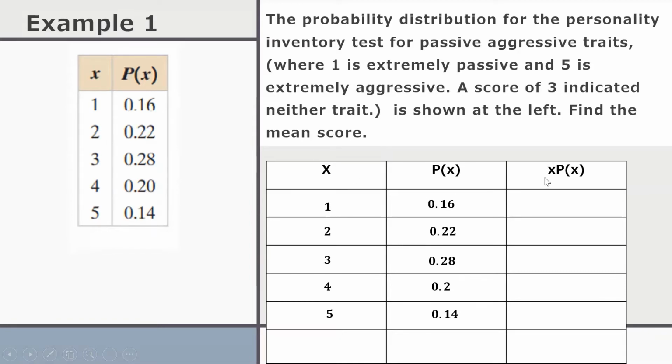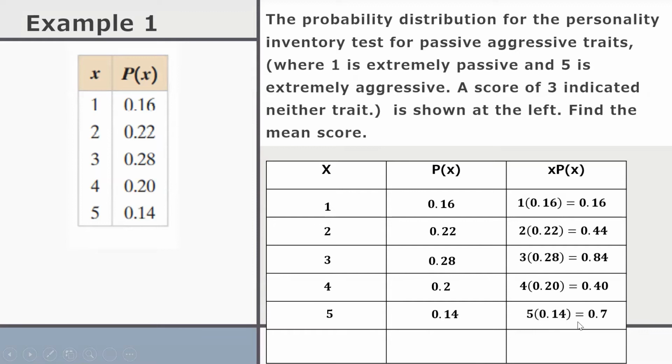The formula says that we're going to multiply x and its corresponding probability. So 1 times 0.16 is equal to 0.16, 2 times 0.22 is 0.44, 3 times 0.28 is 0.84, 4 times 0.2 is 0.40, and 5 times 0.14 is 0.7. Add these: 0.16, 0.44, 0.84, 0.40, 0.7 is equal to 2.94. So the mean is equal to 2.94.